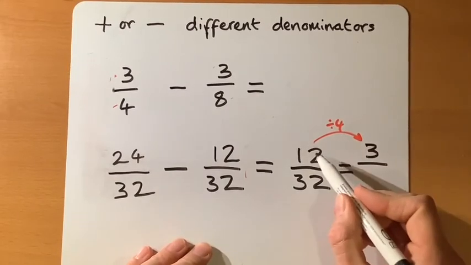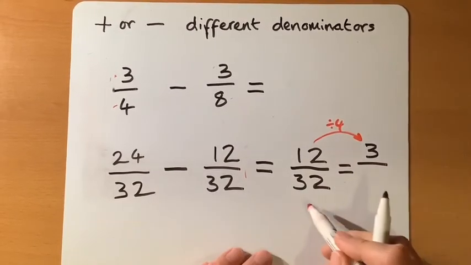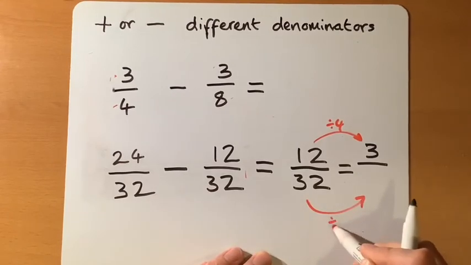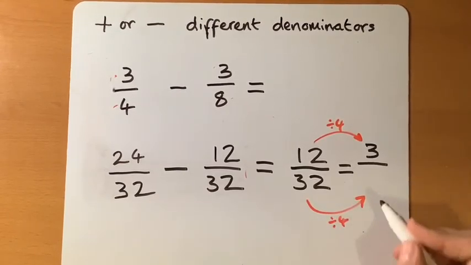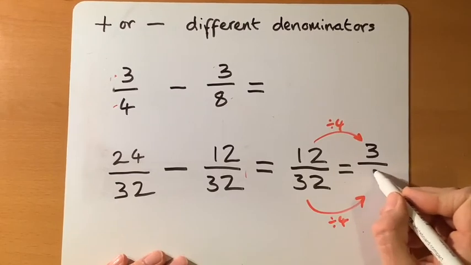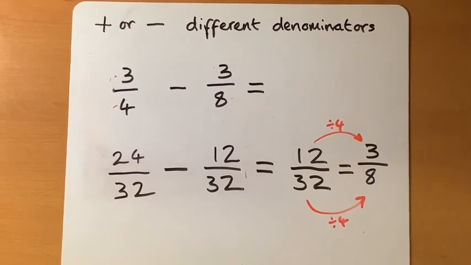And again, if I did it to the top number, I must also do it to the bottom. 32 divided by 4 is 8. So my answer is 3/8, simplified.